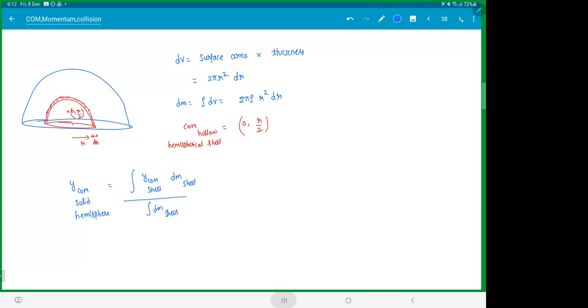Swastika, check your calculations. So this y will be r by 2, dm will be 2 pi rho r square dr. This will go from 0 to capital R, by integral 2 pi rho r square dr, 0 to R. 2 pi rho will cancel out. You end up with half r cube dr, 0 to R, by integral r square dr, 0 to R. This turns out to be 3R by 8. Yep, that's the answer. Check it out.